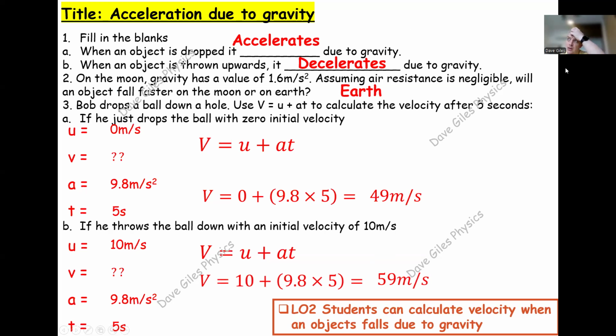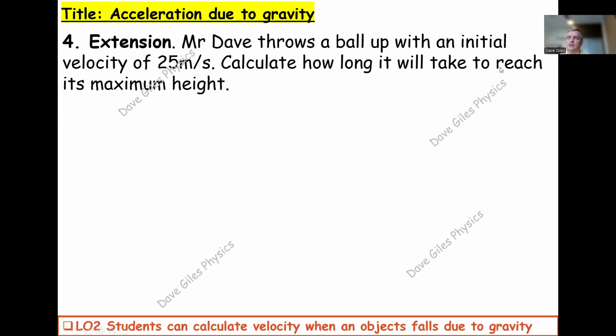Slightly harder question. Mr. Dave throws the ball up with an initial velocity of 25 meters per second. Calculate how long it will take to reach its maximum height. Okay, so at its maximum height, its velocity will be 0, because I'm throwing it with initial high velocity, it's decelerating, and once it reaches 0 meters per second, it starts to fall back down. So its maximum height is when V is 0 meters per second.